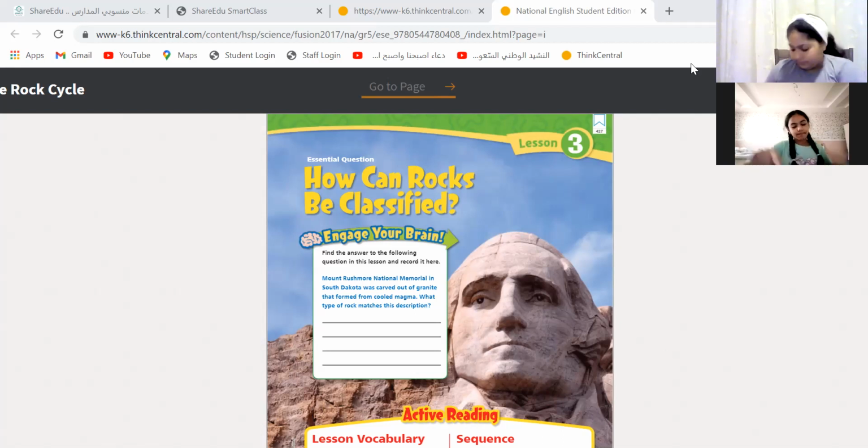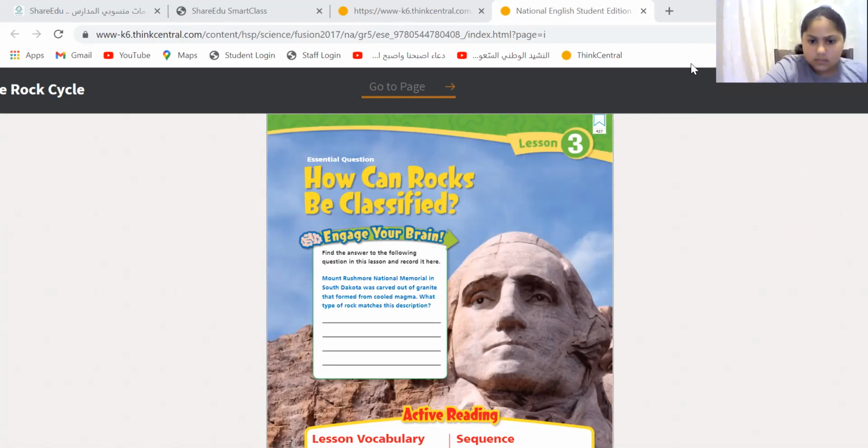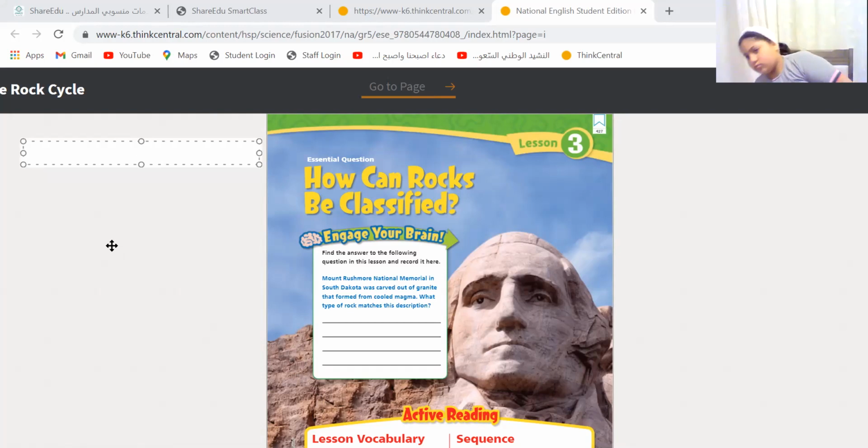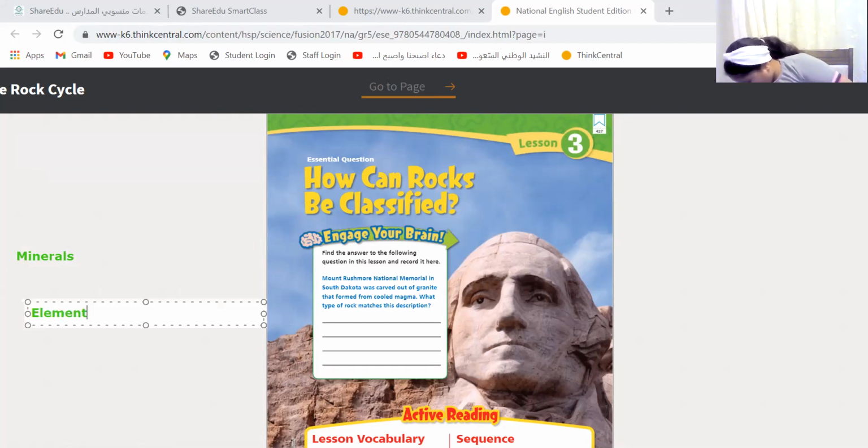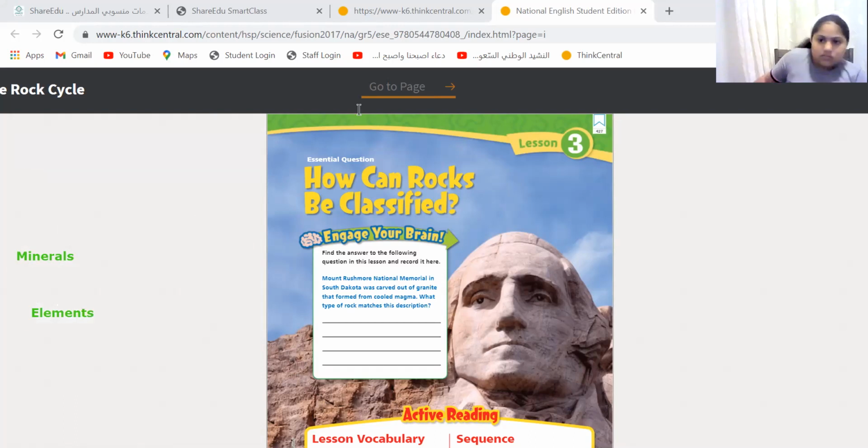Minerals are made of what? Can you tell me, Amal? Do you remember? Minerals, they are made of different types of something. Please, guys, I want to see you so I know if you are here with me or not. Okay, yes, tell me, Amaria. Elements. Excellent. So we learned that minerals are made of elements, small elements. Okay, elements, they make minerals.